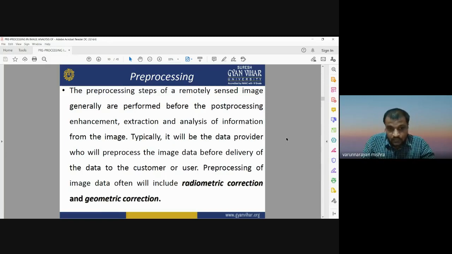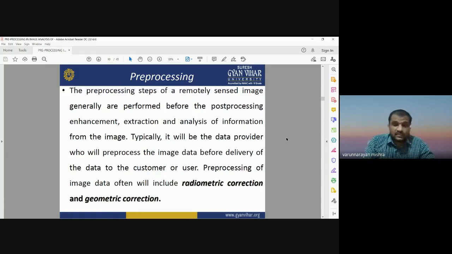But in some cases you need to perform pre-processing after downloading the data, when you are going to compare multi-date or multi-temporal data sets. The pre-processing of image data generally includes radiometric correction and geometric correction. Some errors can be rectified before the data delivery, but after downloading, in some cases you need to perform atmospheric correction and geometric correction, or you can say radiometric correction.